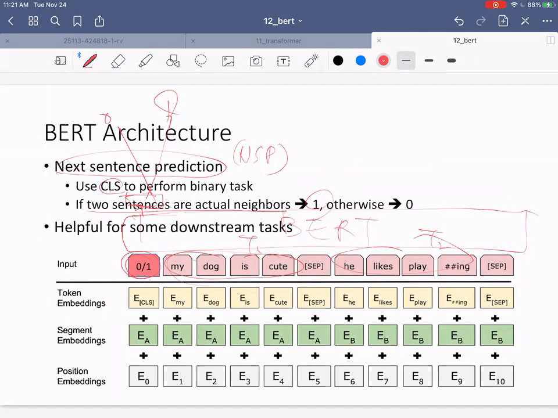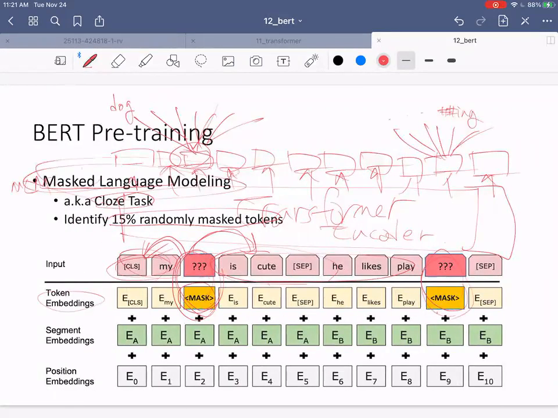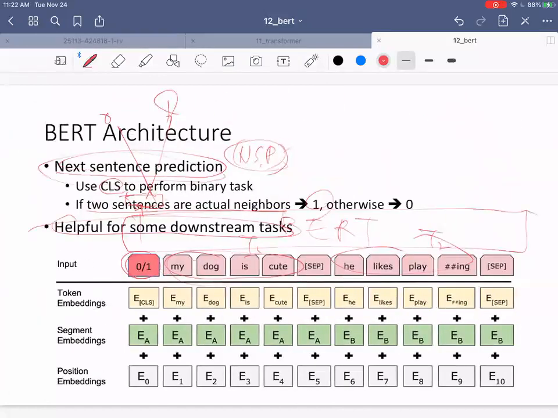So it's a higher level semantic task compared to simply trying to identify a masked word. This is a bit more high level because you need to understand the semantics of the sentences. But in reality, it's not an essential task. The NSP task is helpful for some downstream tasks, but people actually don't implement NSP in some cases. When you train a BERT model, the most important thing is masked language modeling. NSP, sometimes people use it, sometimes they don't. So it's not as important as masked language modeling.